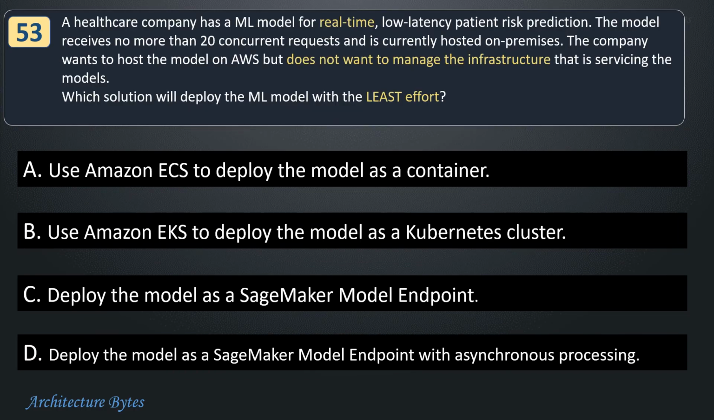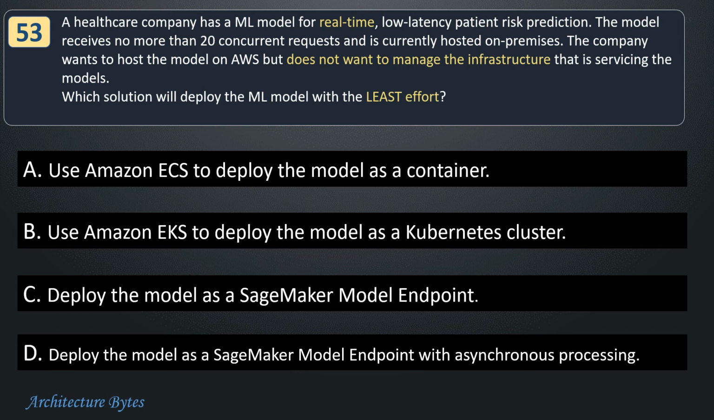A healthcare company has a machine learning model for real-time, low-latency patient risk prediction. The model receives no more than 20 concurrent requests and is currently hosted on-premises. The company wants to host the model on AWS but does not want to manage the infrastructure that is servicing the model. Which solution will deploy the machine learning model with least effort?